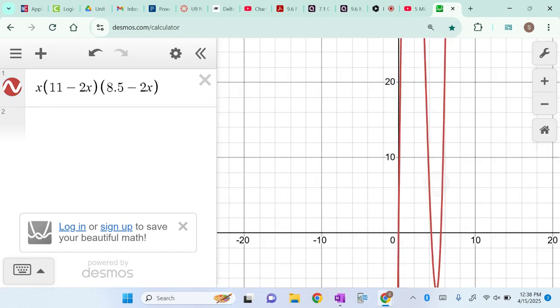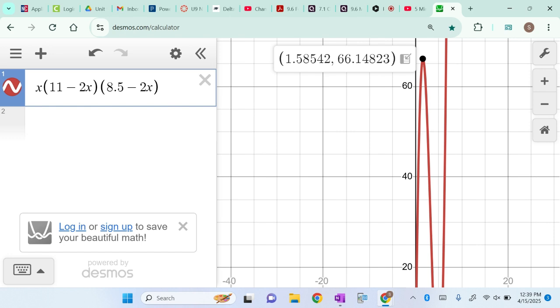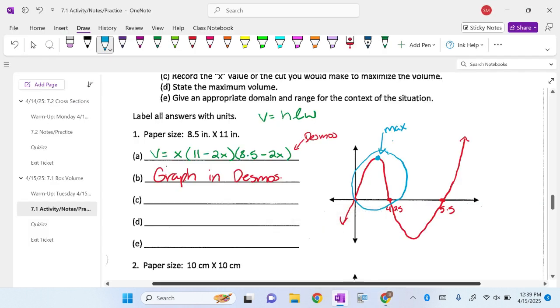So guys, you should have already graphed this in your graphing calculator. But for time's sake, I'm going to give it to you. So in Desmos, I'm looking for the maximum, which is right here. So let's round to the nearest 10th, so 1 decimal place. What's the point? 1.6 by? Right. So my point here is 1.6 and then 66.1.